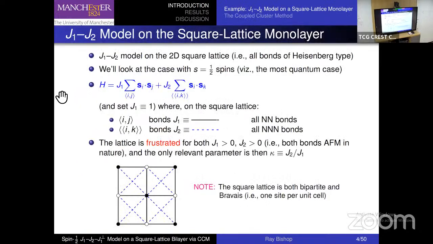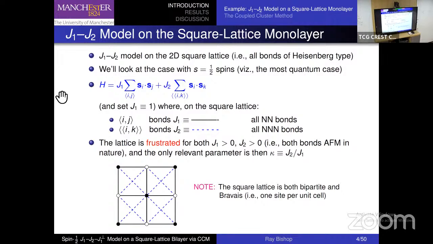So let's look at a J1, J2 model. It's very, very simple. Heisenberg bonds, J1 on nearest neighbors. That's the single brackets here. Double brackets mean next nearest neighbors. Okay, so here's the picture. The solid lines are J1 bonds. The dashed lines are J2 bonds. We'd like to do this for the most quantum case, spin half.